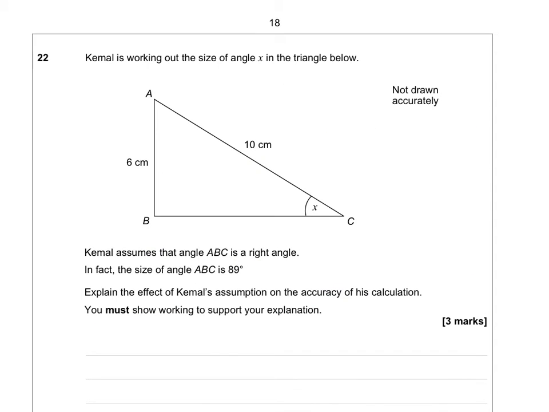Question 22. Kamal is working out the size of angle x in the triangle below. He assumes that angle ABC is a right angle. In fact, the size of angle ABC is 89 degrees. Explain the effect of Kamal's assumption on the accuracy of his calculation. You must show working to support your explanation.